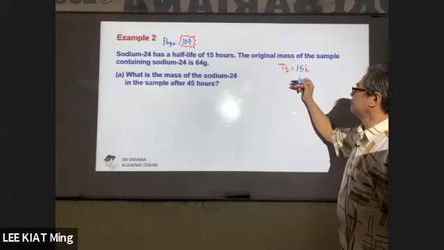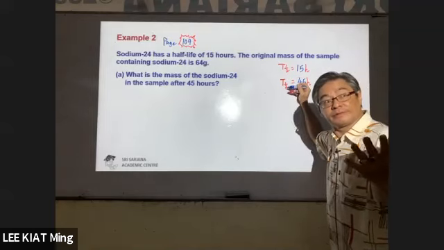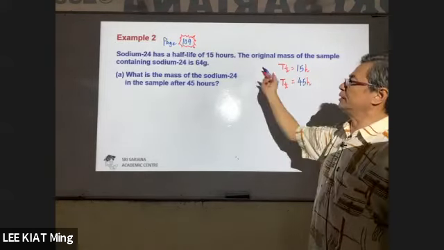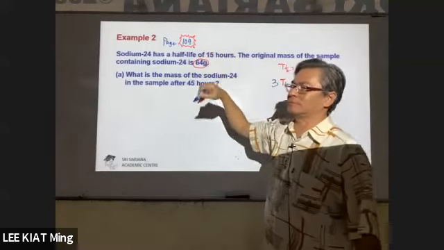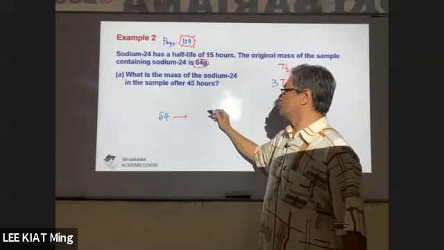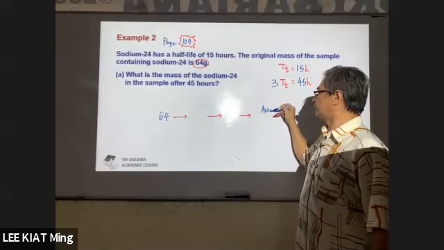How many half-lives? Tell me how many half-lives? Three. Three arrows. Finish. No jump back. You can do it inside your brain. No need for you to write out. You are good at that. Alright, 64. One arrow. Two arrows. Three arrows. This will be your answer.